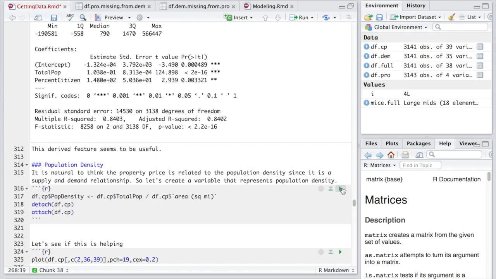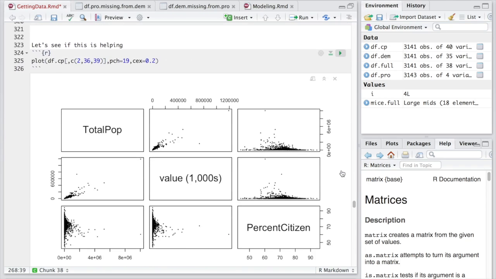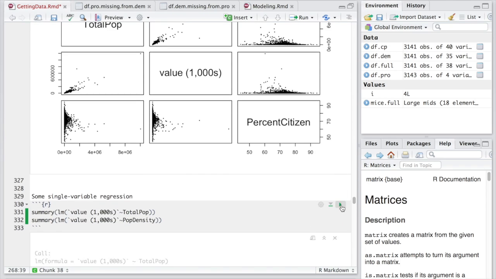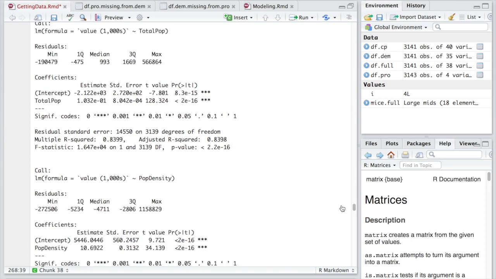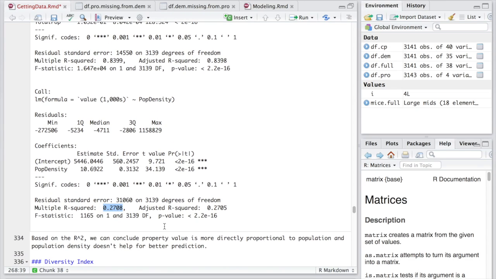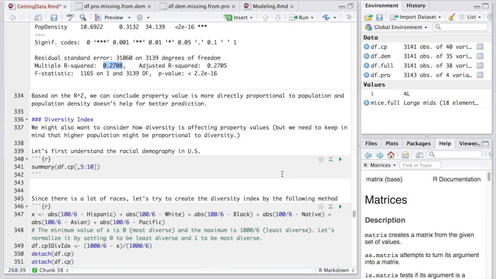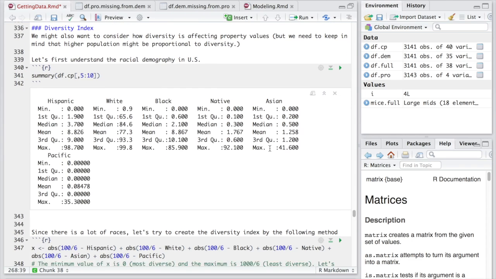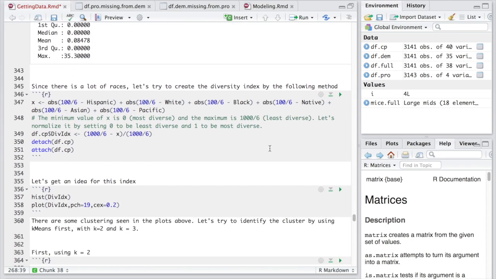Then, let's take a look at the population density, which is the total population divided by the area of the county. However, this new derived feature is not helping, as the total population is a better indicator for the property value in each county. Then, I try to measure the diversity in each county and see if it helps me to predict property values in each county.